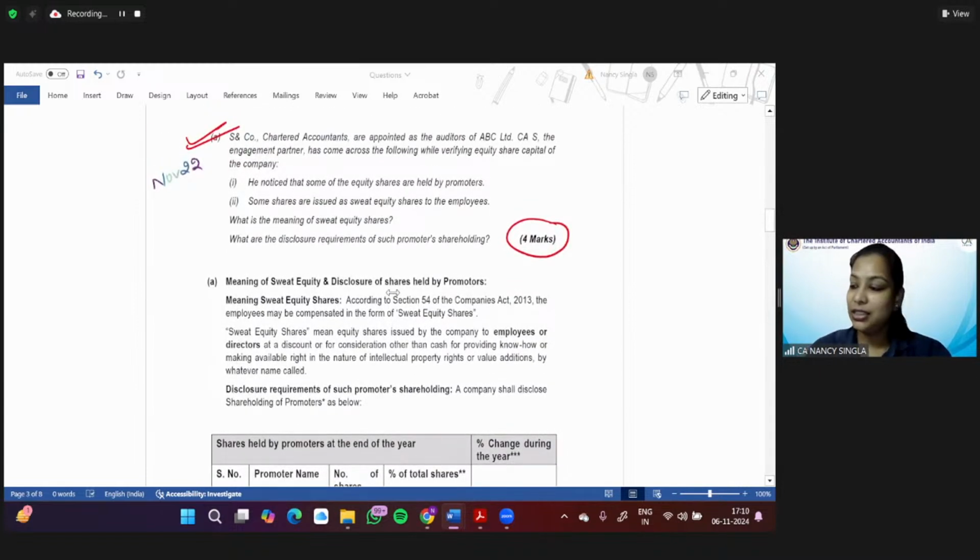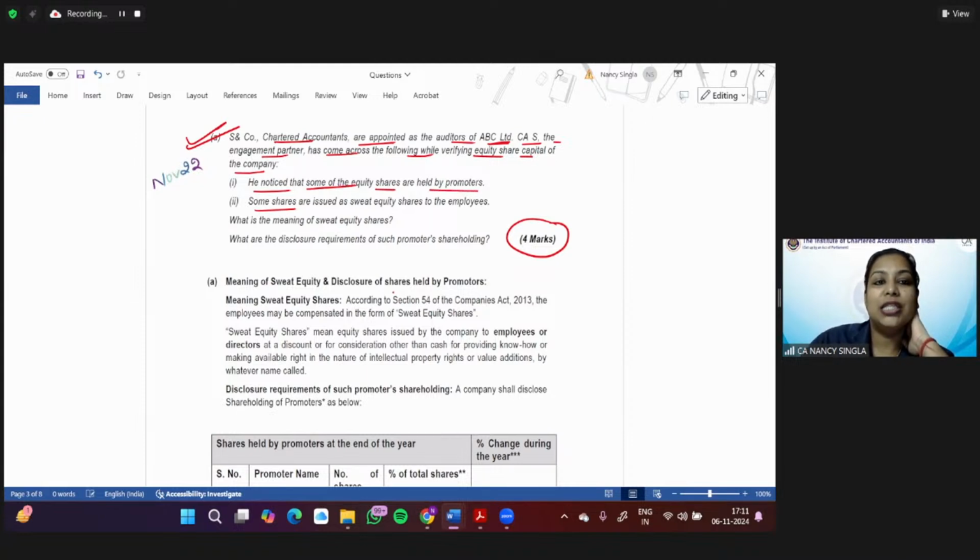So first of all, let us just read this question. S and Company Chartered Accountants are appointed as the auditors of ABC Limited. CA S, the engagement partner, has come across the following while verifying the equity share capital of the company. He noticed that some of the equity shares are held by promoters. Some shares are issued as sweat equity shares to the employees. So the first part says, what is the meaning of sweat equity shares? And the second part says, what are the disclosure requirements of such promoters' shareholding?